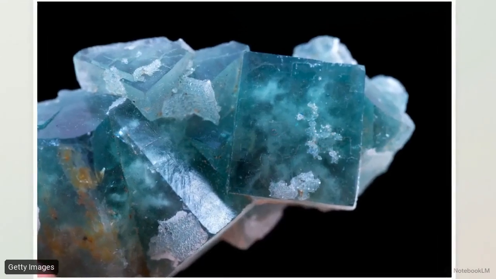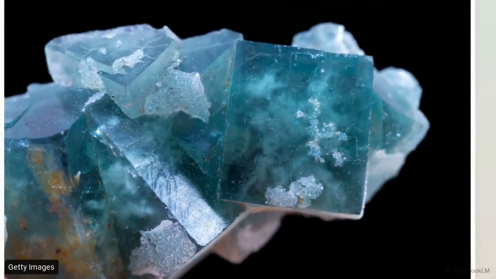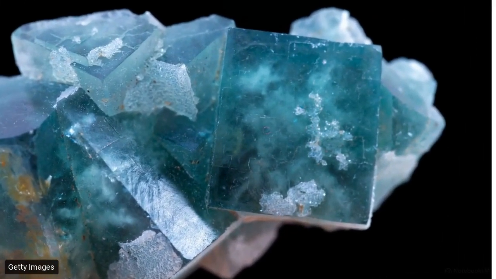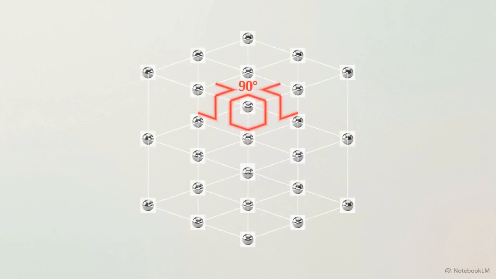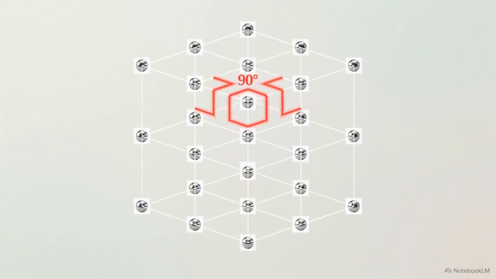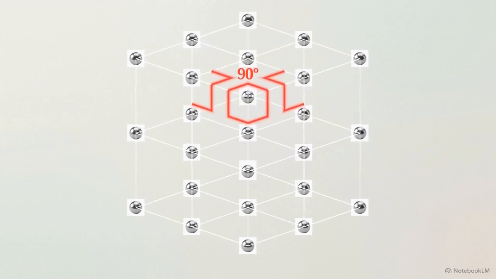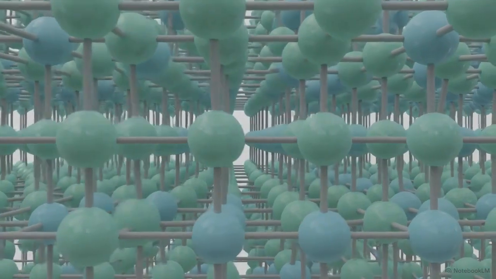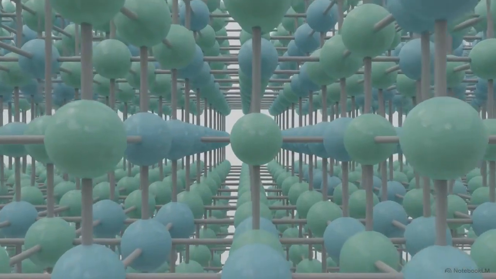Look at a piece of fluorite. To the naked eye, it appears as a continuous, solid mass. But the macroscopic shape of this crystal, its perfect 90-degree intersections, is dictated entirely by rigid internal geometry. To understand this structural perfection, we have to look past the surface.